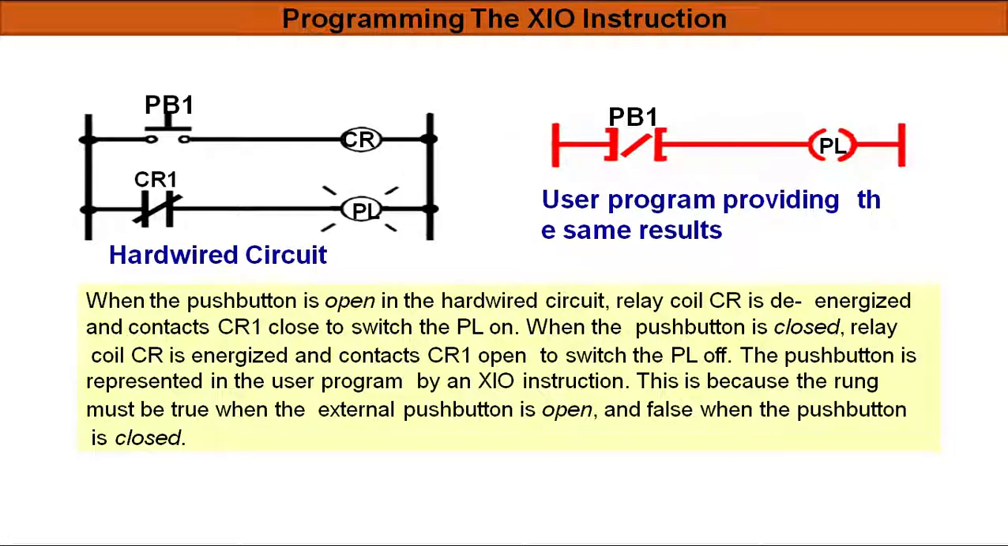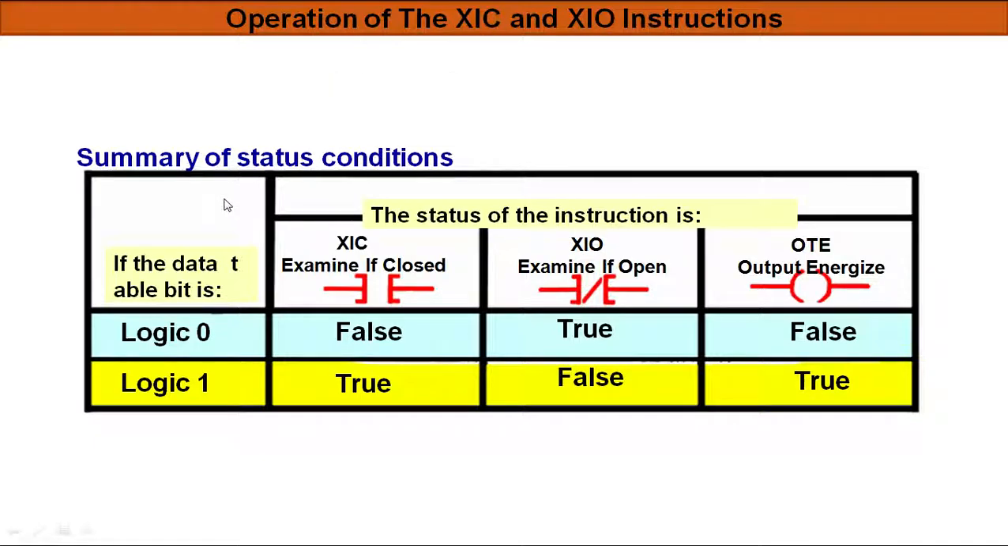So we need something more. Operation of the XIC instruction, summary of status conditions. If the data table bit is logic 0, XIC is false, XIO examine if open is true, OTE is false. This we know from previously. We are just summarizing them. Logic 1: XIC examine if closed is true, XIO is false, OTE is true.